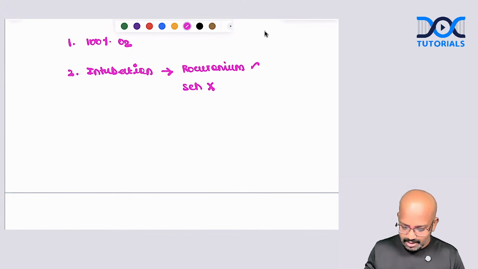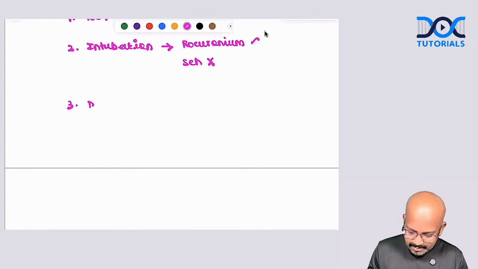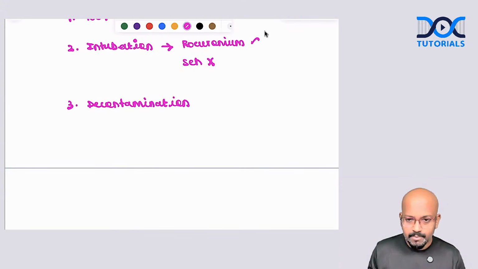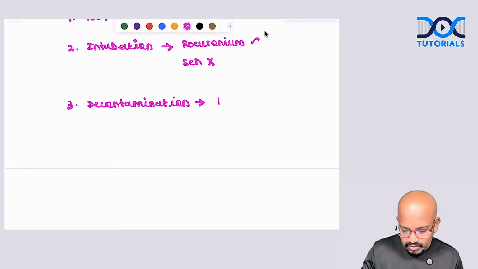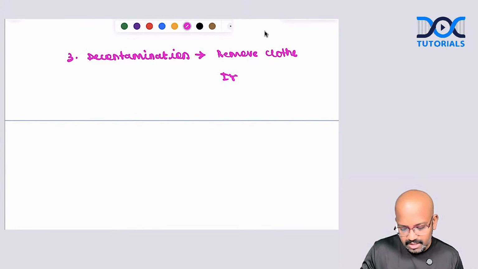Moving on to the third important point, which is decontamination. What is this decontamination? Of course, we know the organophosphorus compound is highly lipid soluble in nature. So we have to make sure that the drug is not getting absorbed directly through the skin itself. Immediately we have to remove the clothes of the patient. We have to go with vigorous irrigation of the skin of the body throughout.